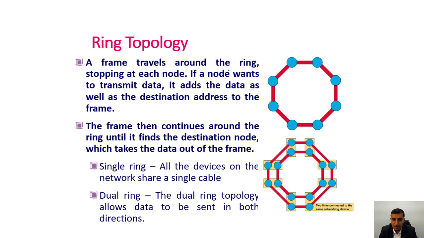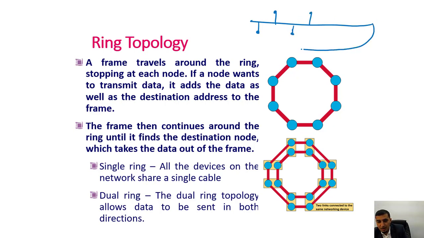Then we have something called the ring topology. In the ring topology, a frame travels around the ring, stopping at each node. If the node wants to transmit data, it adds data as well as the destination address to the frame. Now the difference between the ring topology and the bus topology: the bus was one line and connected like this. In a ring topology, they connect the other two sides together. So if a cut happens over here, this part will still be connected to this part.